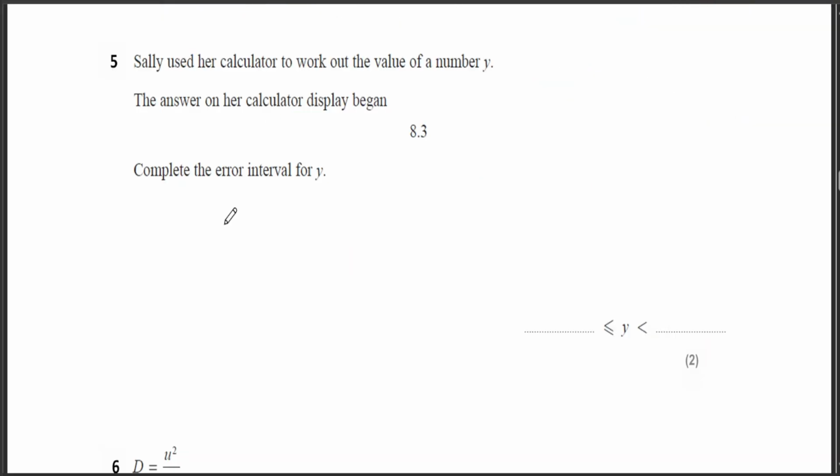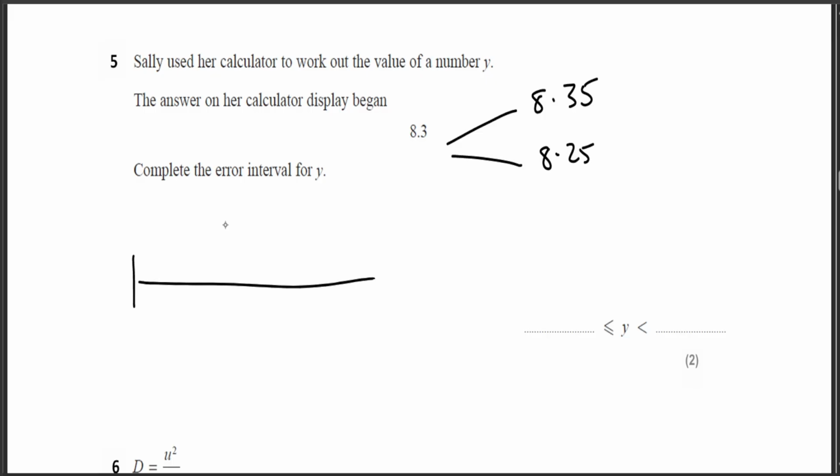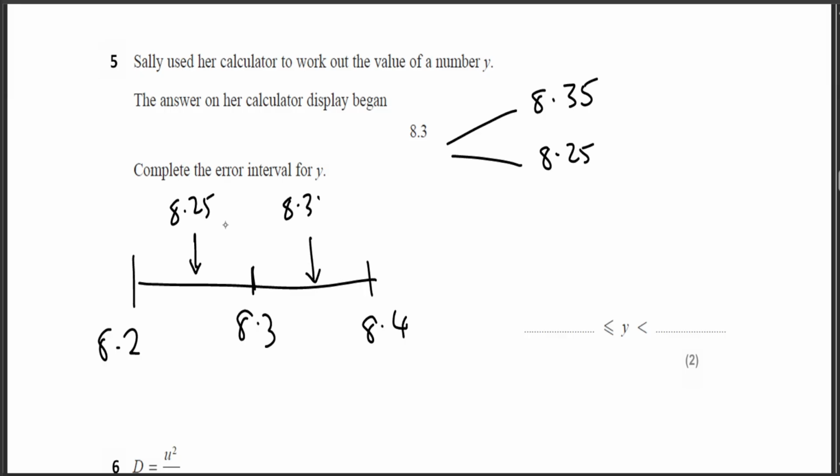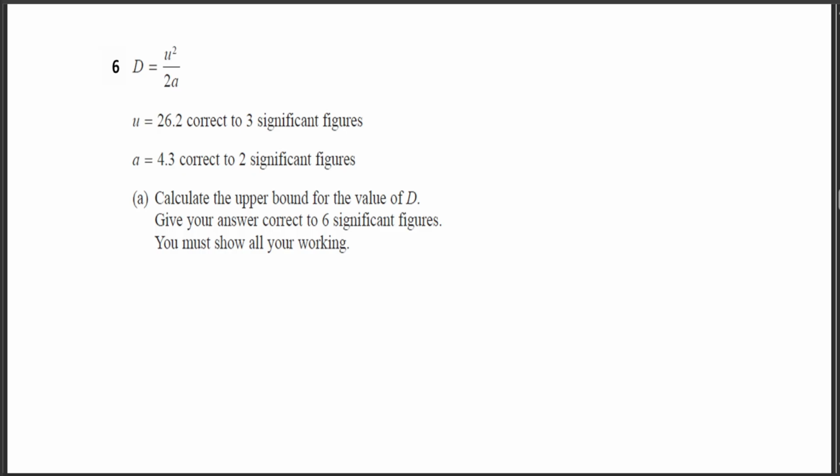Now, Sally used her calculator to work out the value for number y. The answer on her calculator display began. Complete the error interval for y. So if you look at this, the maximum is 8.35. Obviously, the minimum is going to be 8.25, but just write that number line. So let's say if this is 8.3, this is going to be 8.4. This is 8.2. In between, we have 8.25. And in between here, we have 8.35. So it's just 8.25 and 8.35. Simple answer.